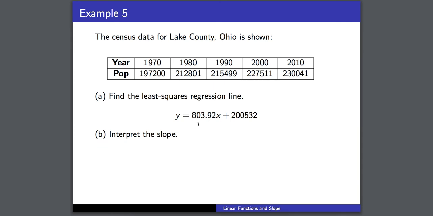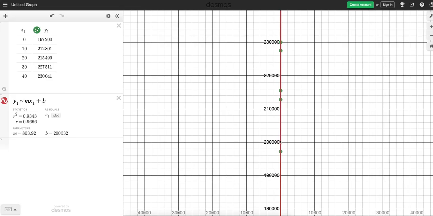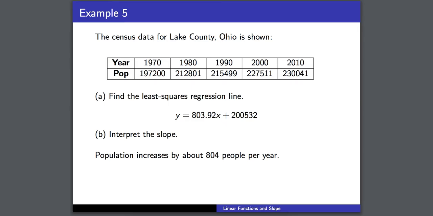So interpret the slope of 803.92. We'll round it up to 804. Because the slope's positive, our function is increasing, and our population is increasing by about 804 people every single year. So in terms of the steepness of this line, this red line here has a slope of about 804, which explains why it's so incredibly steep. So every year, the Lake County, Ohio population is increasing by about 804 people.